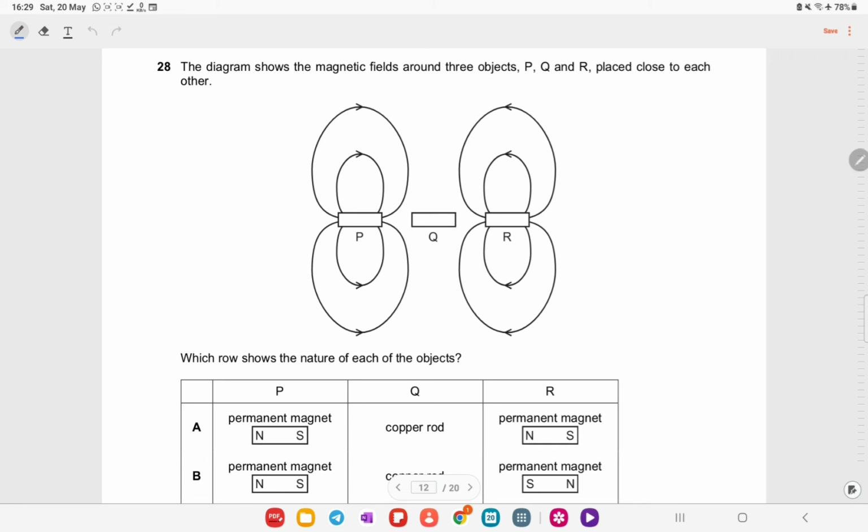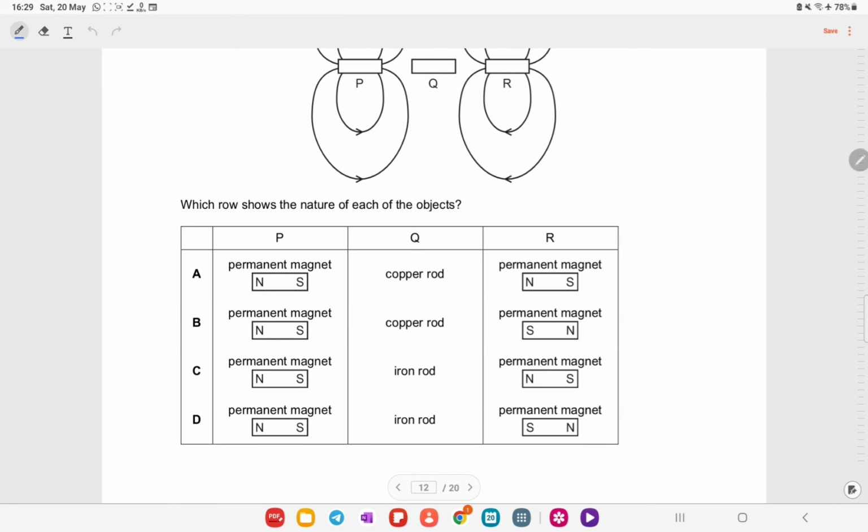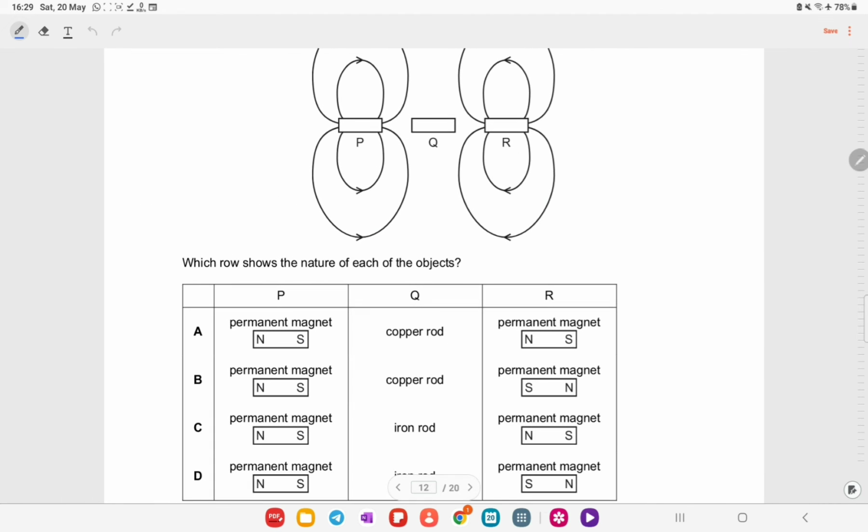The diagram shows the magnetic field around three objects P, Q, R placed close to each other. Which row shows the nature of each of the objects? P is going to be a permanent magnet, because you can see this is north and this is south, and the lines are coming out of it. All the lines are permanent, there's nothing changing in it.